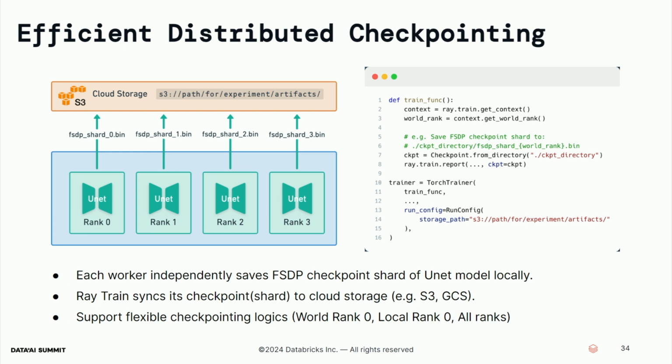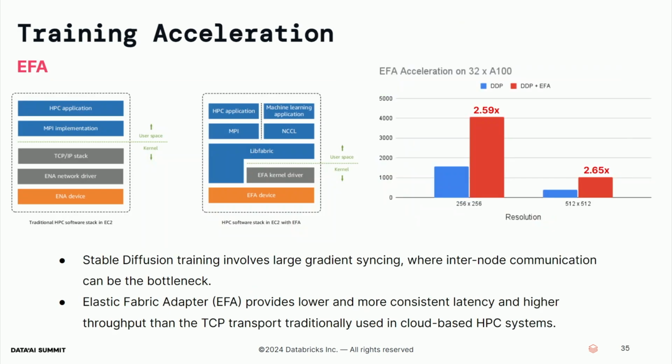For example, if you're using FSDP, fully shard mode, each worker will have a part of the model parameters saved locally. And Ray Train will help you synchronize this checkpoint concurrently to cloud storage, which can minimize your time on checkpointing. Okay, with efficient checkpointing and restoration, we've minimized the cost that's happening during the failure recovery phase.